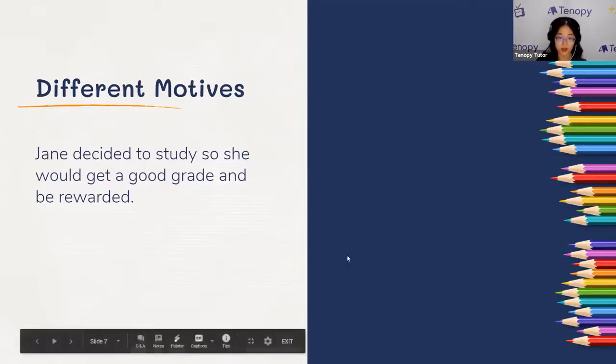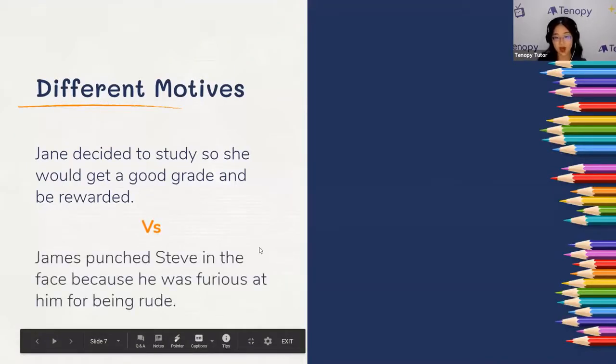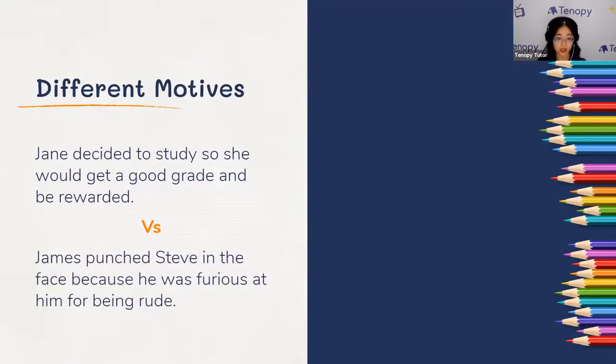We have another example. James punched Steve in the face because he was furious at him for being rude. James punched Steve in the face because James was furious at Steve for being rude. The action is punching Steve in the face. The reason is that he is furious at Steve for being rude.